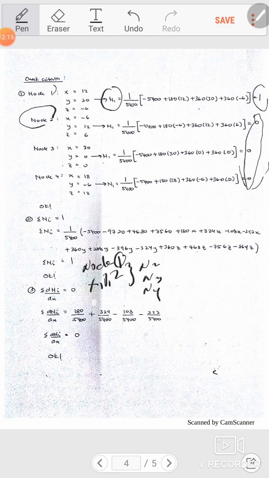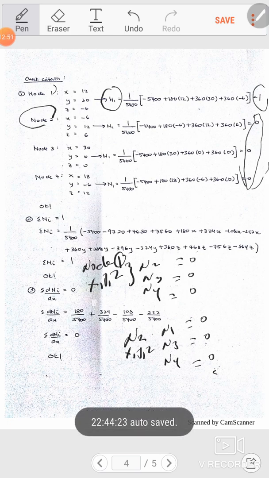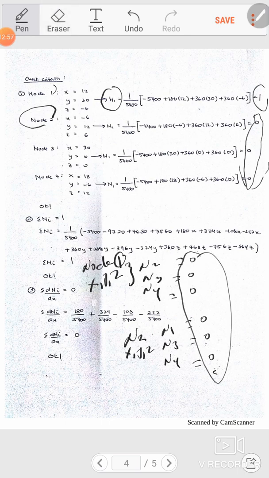Then the result you should get is 0. For node number 2, substitute the values of x, y, and z of node number 2 in the equations of node number 1, node number 3, node number 4. The value of each equation, after you substitute your values, you will get 0. Same with node number 3 and 4. So the condition is you should get 0.